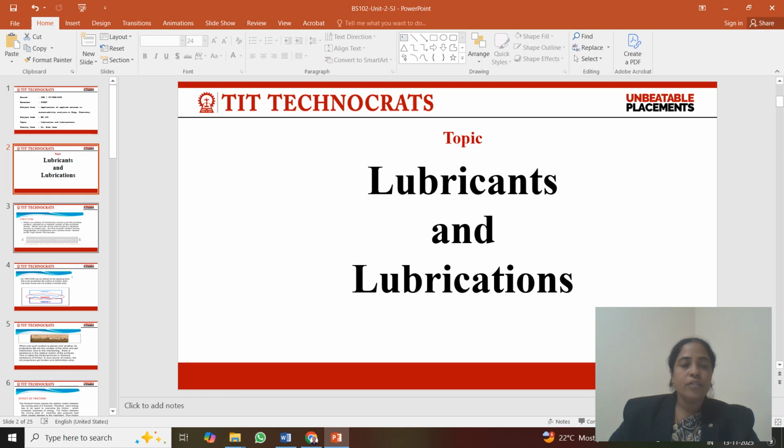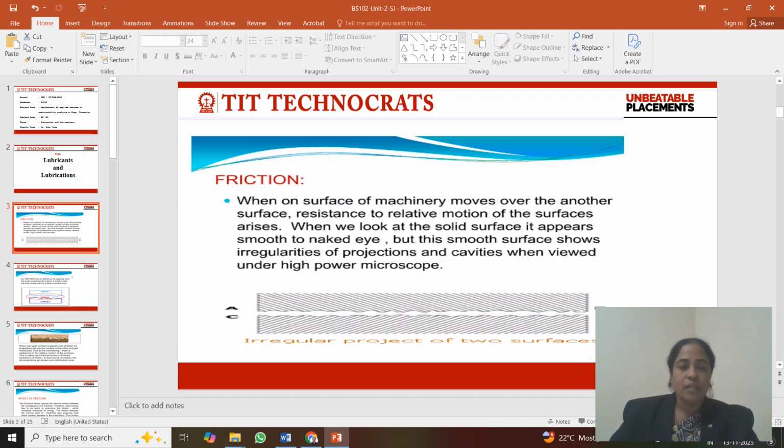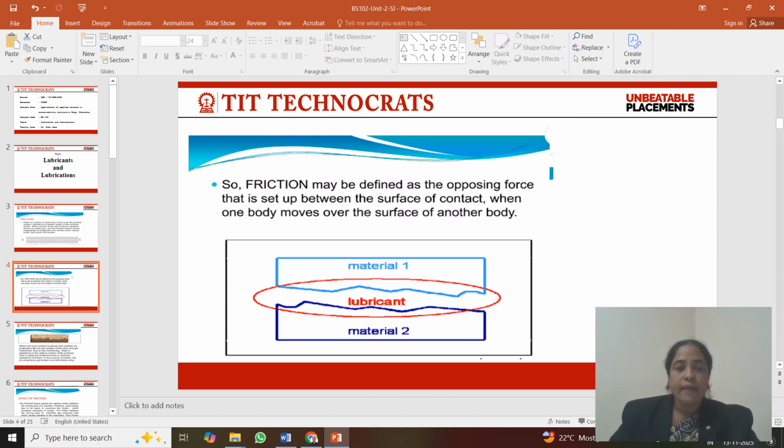Now, we are going to discuss what friction is. As I said, a lubricant is an important substance to control the friction between the machinery parts. So whenever a surface of a machine moves over another surface, resistance to the relative motion of the surfaces arises. When we look at a solid surface, it appears smooth to the naked eye, but this smooth surface shows irregularities of projections and cavities when viewed under a high power microscope.